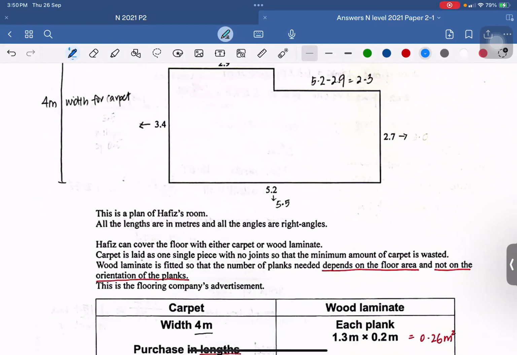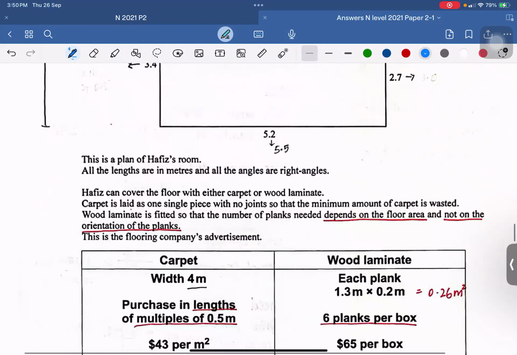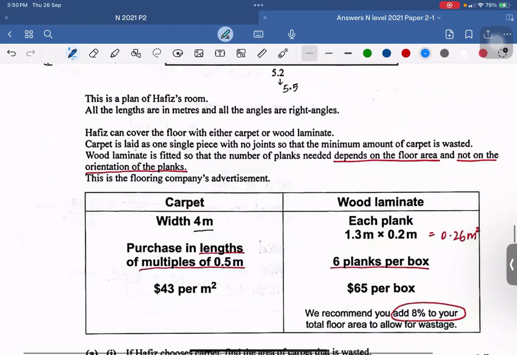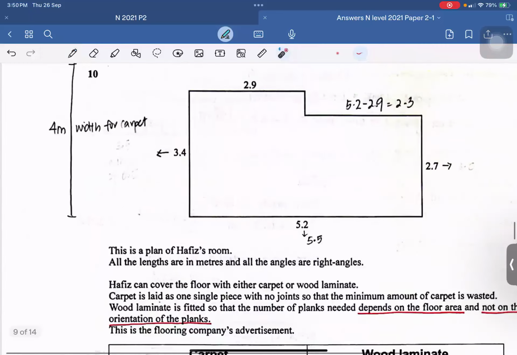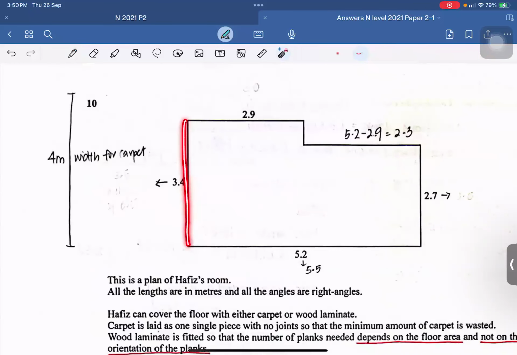Okay, so let's take a look at our carpet first. The carpet says the width of the carpet is 4 meters. So I look at my Hafiz room. The width is only 3.4. That means I must have 4 meters when I buy the carpet itself. So there will definitely be something that I waste, correct or not? So I don't care, my width has to be 4 meters. So I'm just going to put that down.